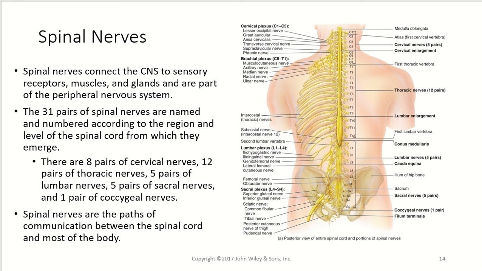The 31 pairs of spinal nerves are named and numbered according to the regions and the level of the spinal cord from which they emerge. So there are going to be 8 pairs of cervical nerves up here, 12 pairs of thoracic nerves, 5 pairs of lumbar nerves, 5 pairs of sacral nerves, and then 1 coccygeal nerve. These spinal nerves are going to be the path of communication between the spinal cord and most of the rest of the body.